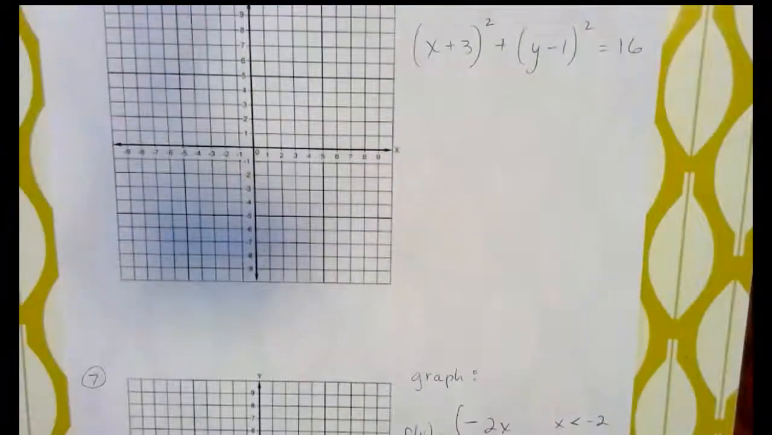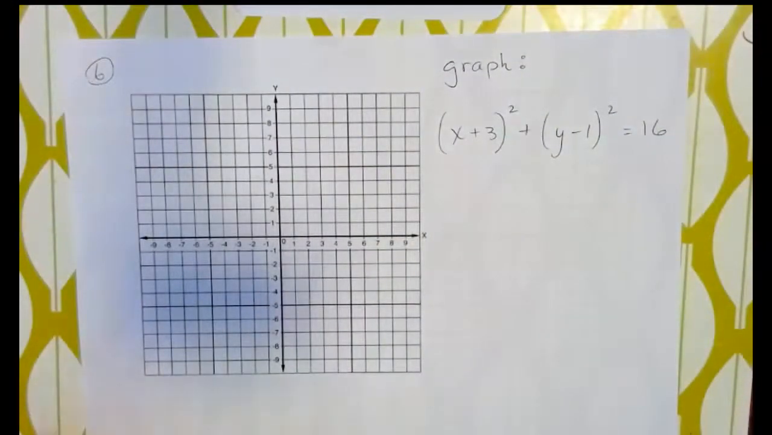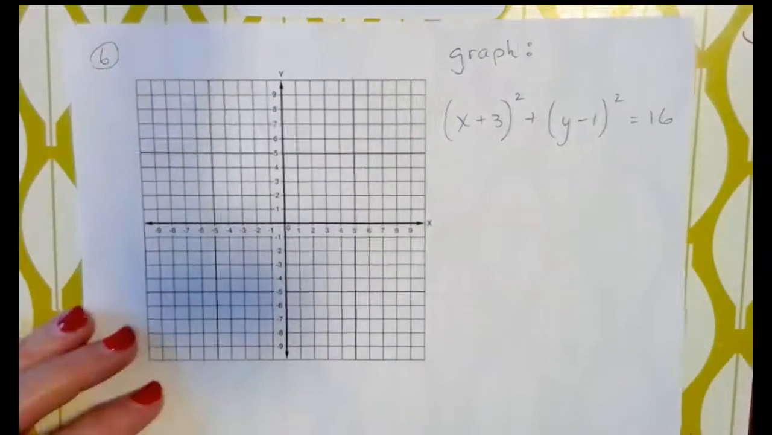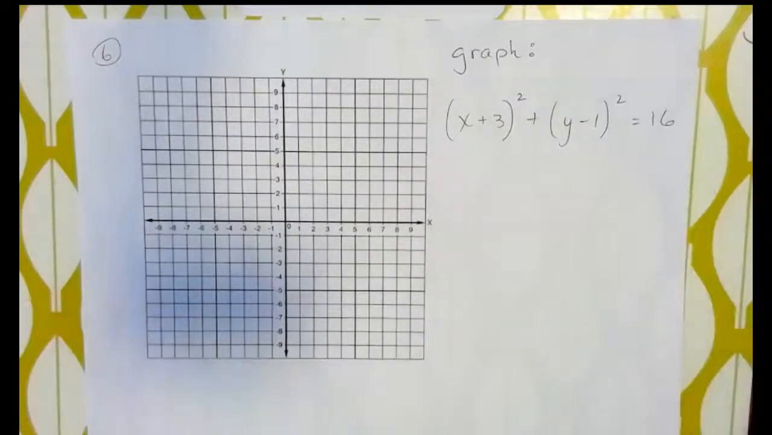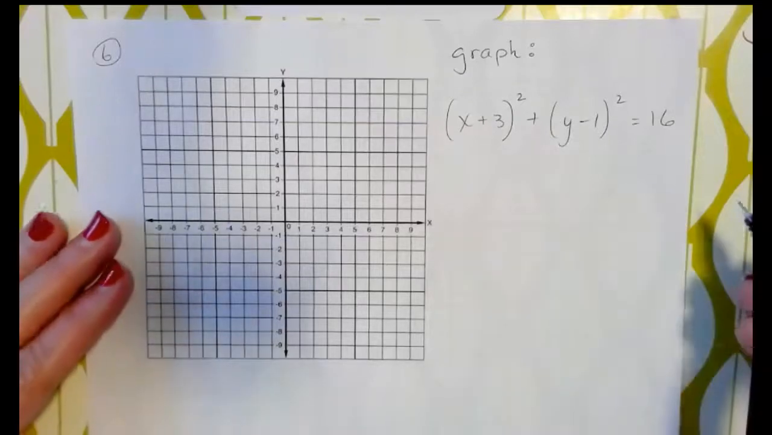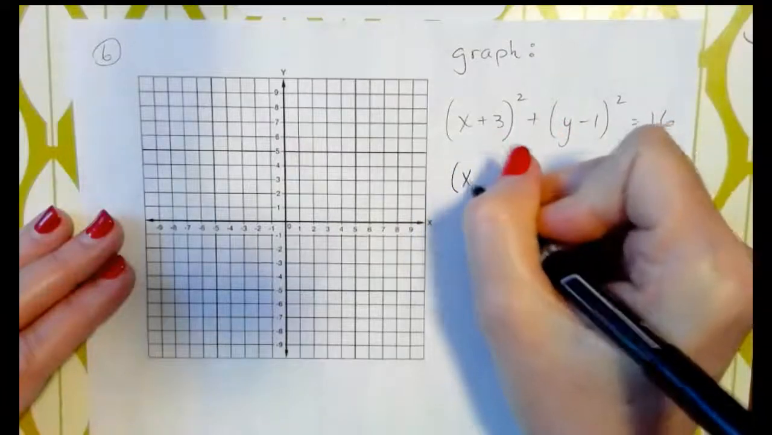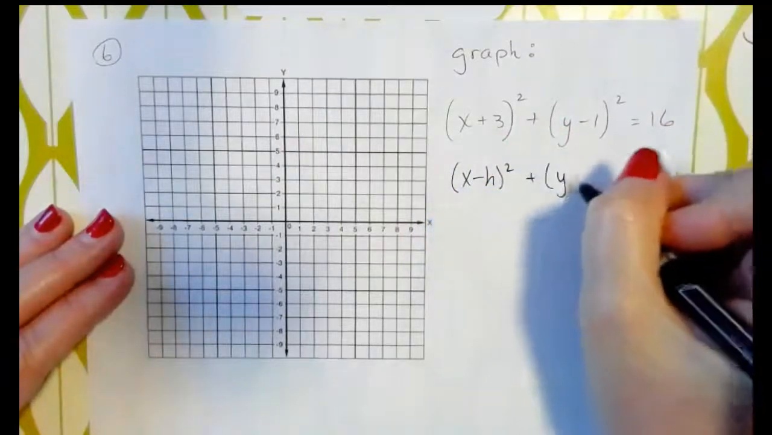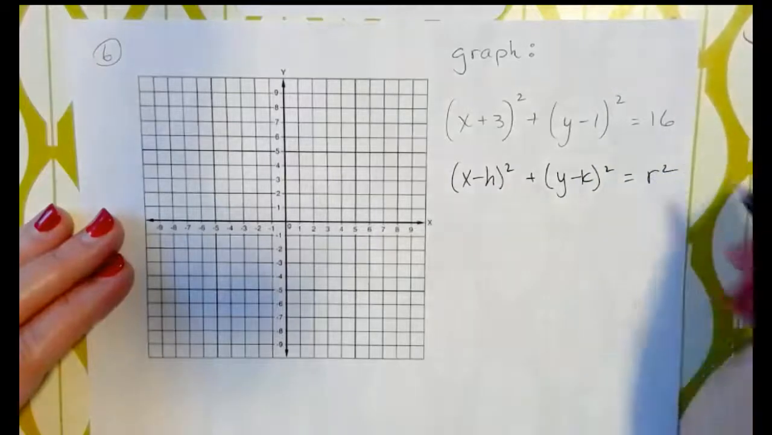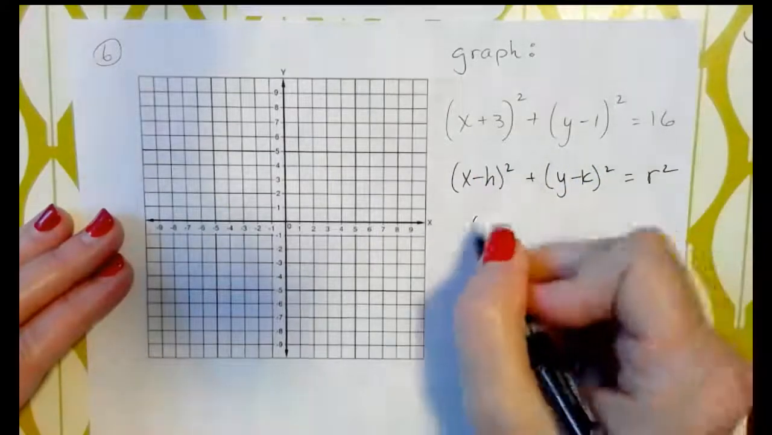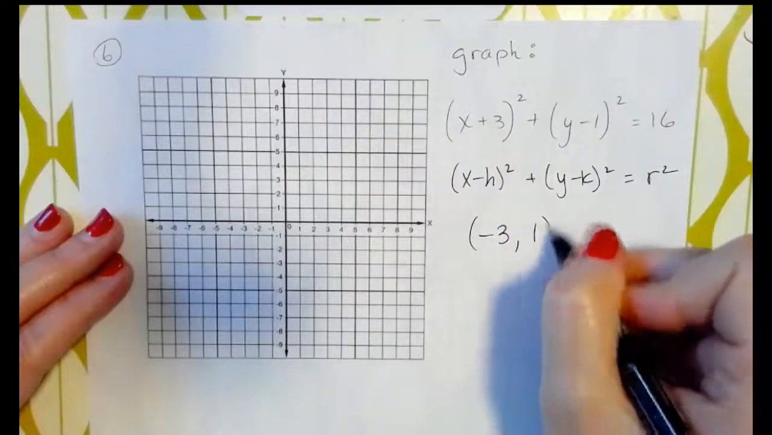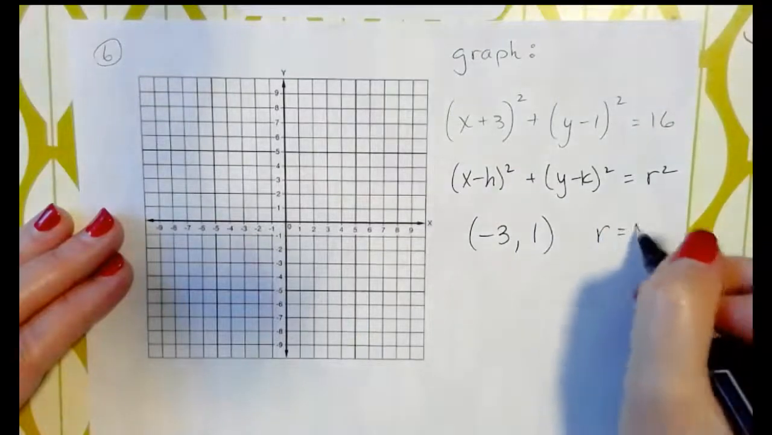Last two problems here are graphs, and I wanted to remind everybody that we will be discussing circles on our exam, and you need to be able to graph a circle, and you also have to be able to write a circle in standard form from an expanded form, and that of course includes completing the square. But let's quickly graph this. So if our standard form of a circle is (x minus h) squared plus (y minus k) squared equals r squared, we see here that our center point is at negative 3, positive 1, and my radius is 4.